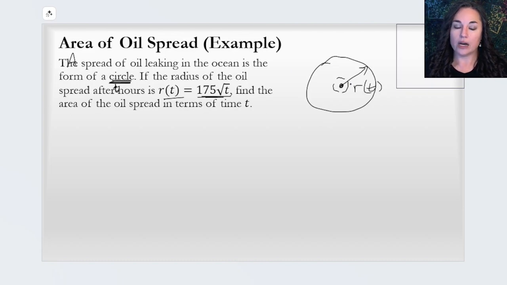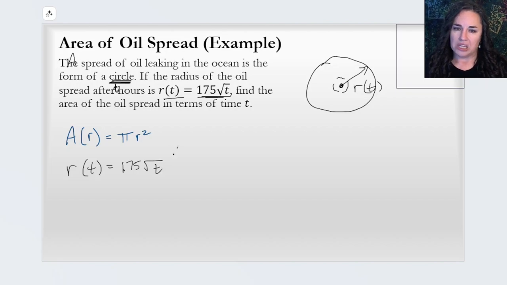So when I think about the area of the oil spread, convenient, I know the area of a circle, right? That's why I said it was convenient. I know the area of a circle as a function of the radius is pi r squared. I know that. And what they tell me is that the radius is a function of time, 175 root t for me. This could be any dependence on t, but in this situation it happens to be a radical.